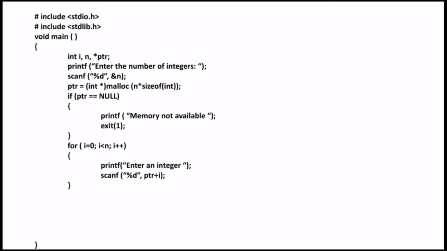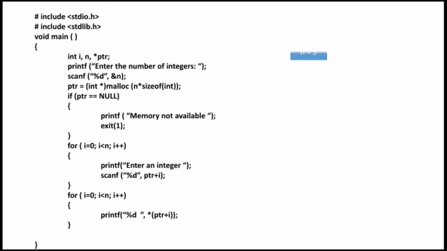Next, this loop will repeat till the condition is true, and in the next loop we are printing the value which is stored in ptr, that is, by using the address. So star and in brackets ptr plus i means we are printing the value which is stored in that address.